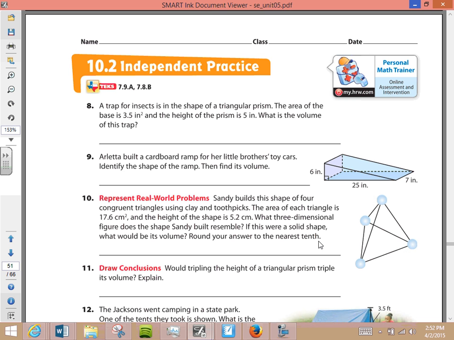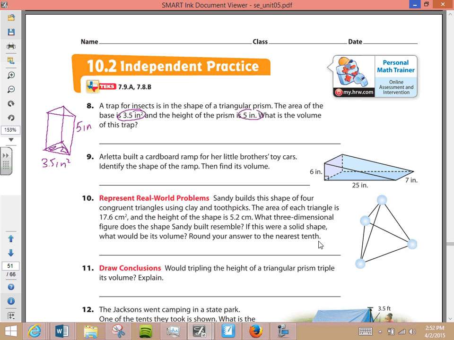Okay, so we're talking about a triangular prism, something like this. And they happen to give you the area already. The area of this is 3.5 inches squared. They say inches squared, which tells me that's the area, not just inches. Whereas this one is just 5 inches, a measurement of the height.